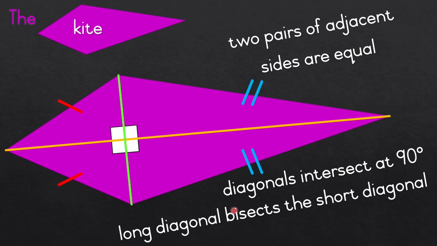Then the long diagonal bisects the short diagonal. The reason I put this one in here is to teach you the word bisect. Okay, so we're going to look at that one again later though. So bisect means that it is cut into two equal parts. Bi means two. So if we cut the short diagonal into two equal lengths, this part there up to there is the same length as that one there. Okay, very interesting to know, and you can obviously use it later.